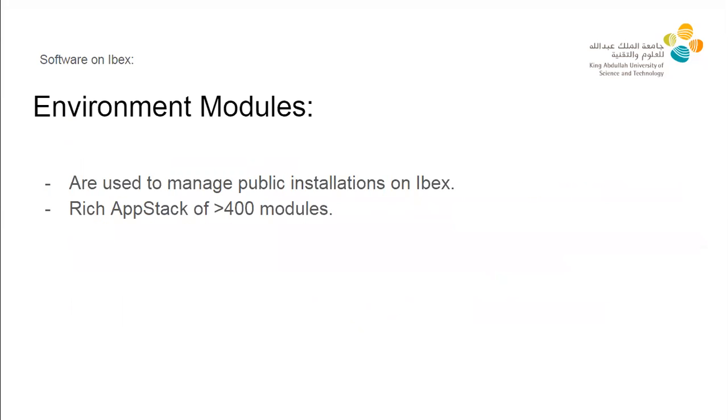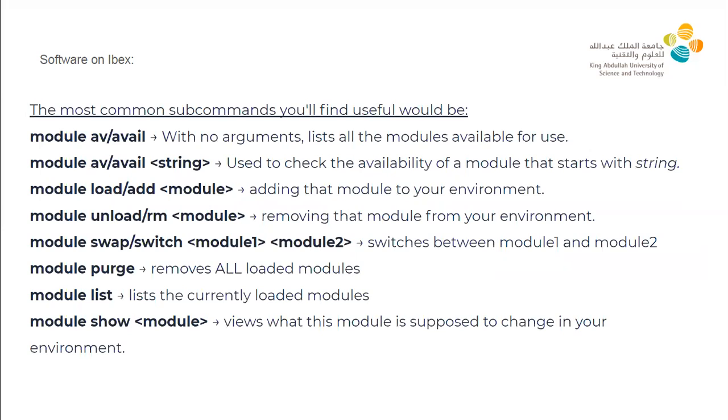The software on Ibex is managed through environment modules. You'll find more than 400 modules available on different app stacks. The most common subcommands are the following. Module av or avail with no arguments will list all the modules available for use. Module av or avail with a string is used to check the availability of a module that starts with that string.